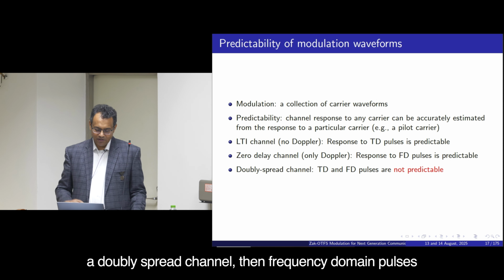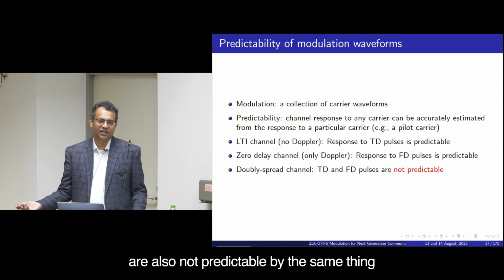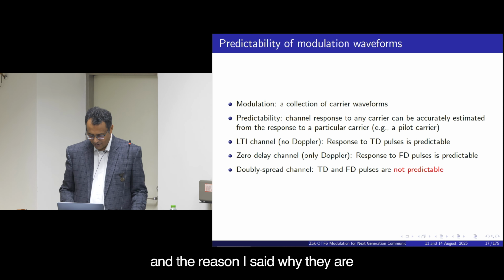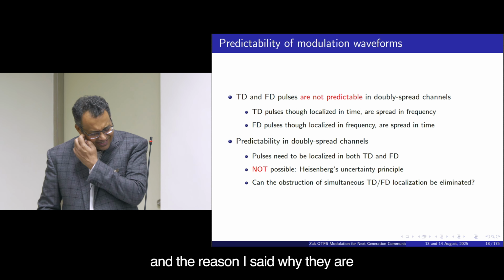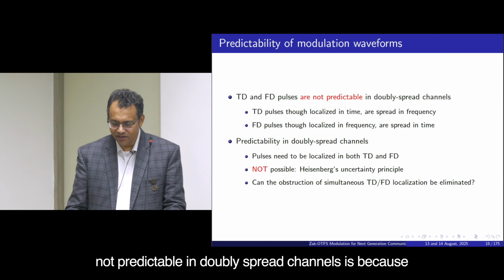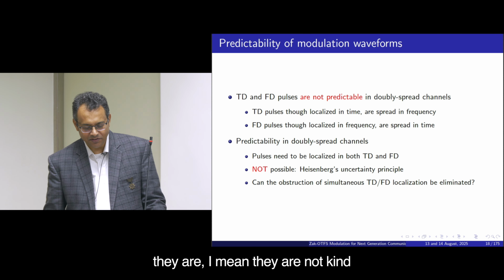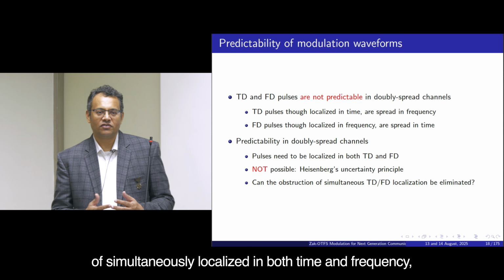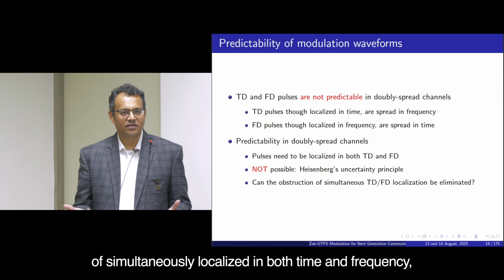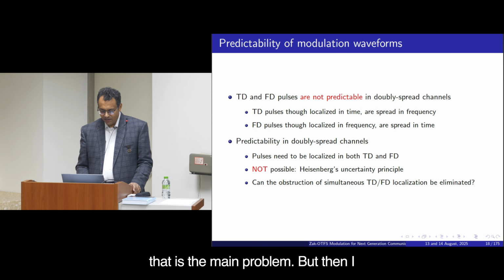Similarly, if you have a doubly spread channel, then frequency domain pulses are also not predictable by the same thing. And the reason they are not predictable in doubly spread channels is because they are not simultaneously localized in both time and frequency. That is the main problem.